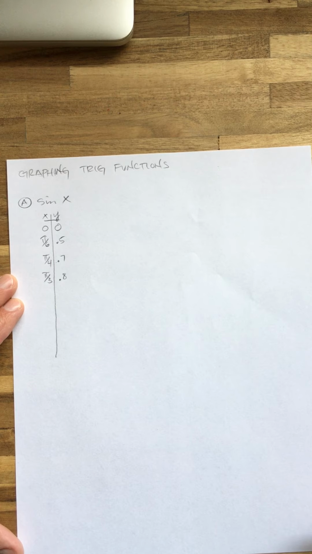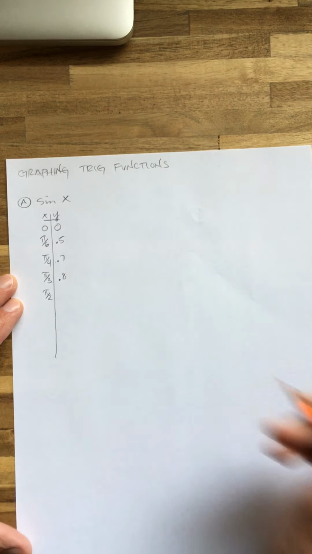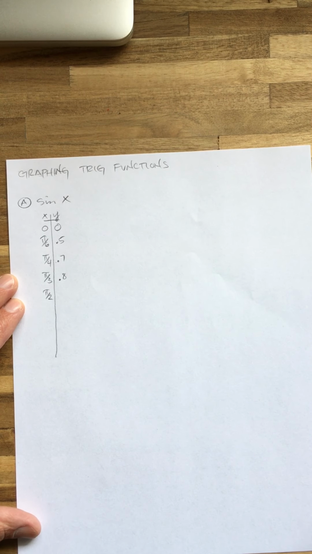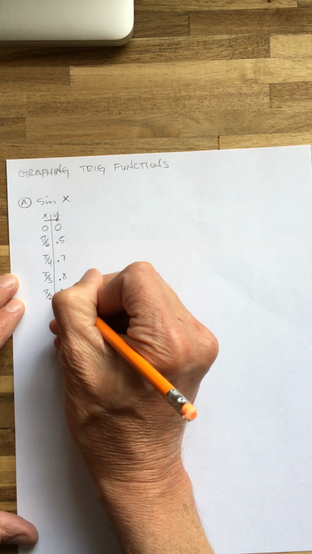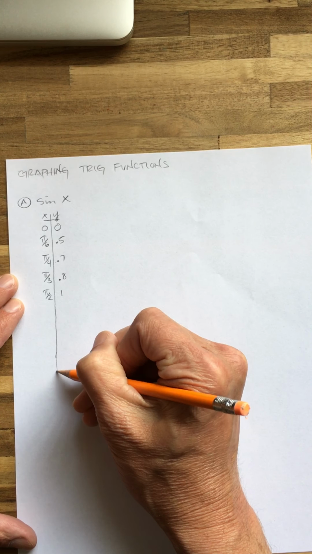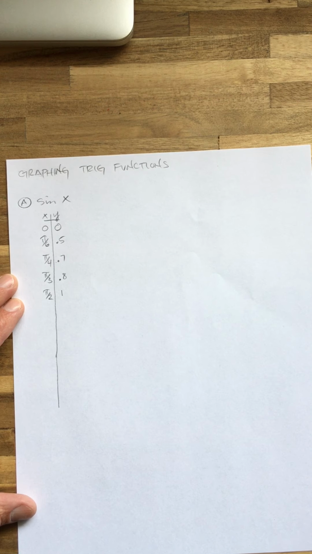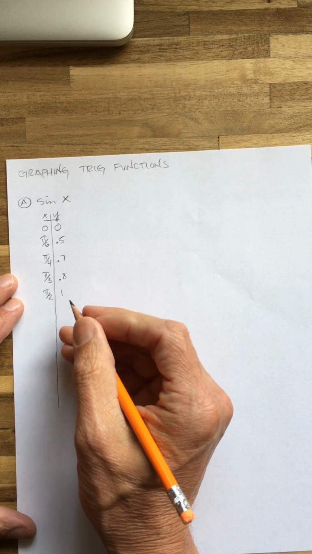The next angle measurement is 90 degrees, or pi over 2. And that gives you 1. The sine of pi over 2 is 1. I'm just going to make this really long here. And then the next thing we have is, what is it?